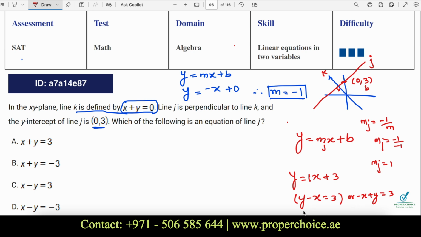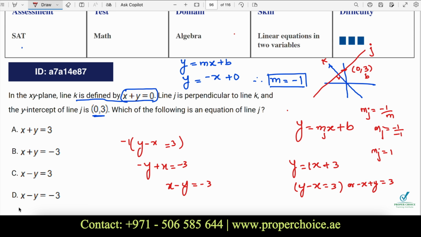Then what should I do? If you multiply this entire expression by -1, the signs get changed. So that is -1 times y minus x equals 3. It's not only here, we have to multiply the entire thing. So -1 times y minus x equals 3. When you multiply it becomes minus y plus x equals -3, or simply x minus y equals -3. So do we have this option? X minus y equals -3 makes sense with option D.